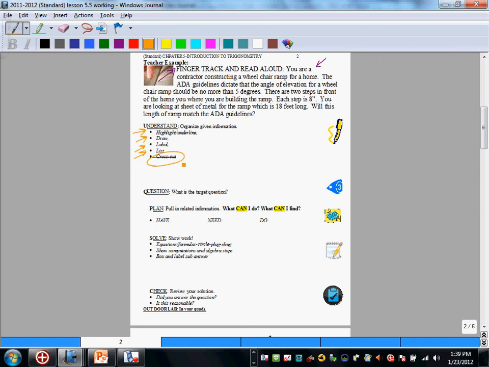I'm going to give you exactly 3 minutes to do this process. Please don't look at anybody else's paper. Ready? Finger on paper. Read. Go.